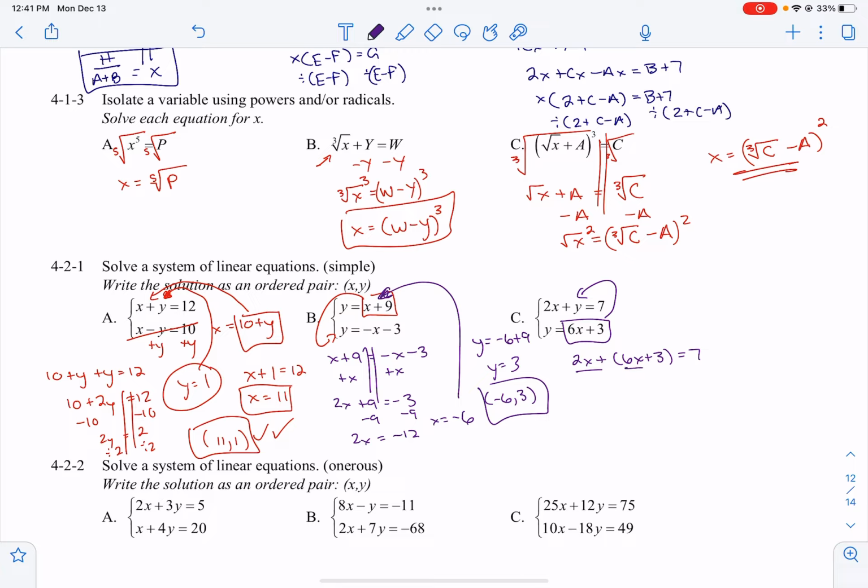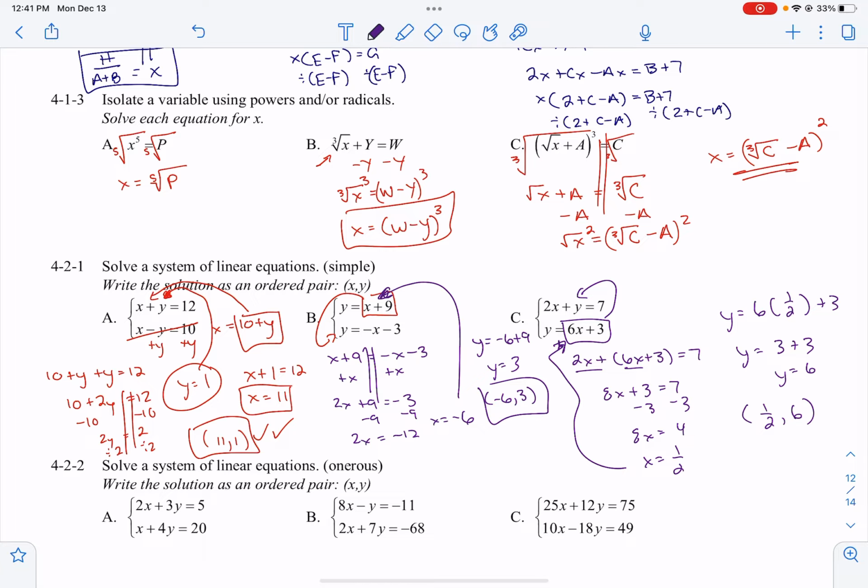So I combine like terms, everything's being added. So 8x plus 3 equals 7. Minus 3, 8x equals 4. So that means x equals 1/2. And now that I know what x is, I can plug it in where my x value is at. So y equals 6 times 1/2 plus 3. So y equals 3 plus 3, so y equals 6. So I'm going to put 1/2 comma 6 as my final answer.